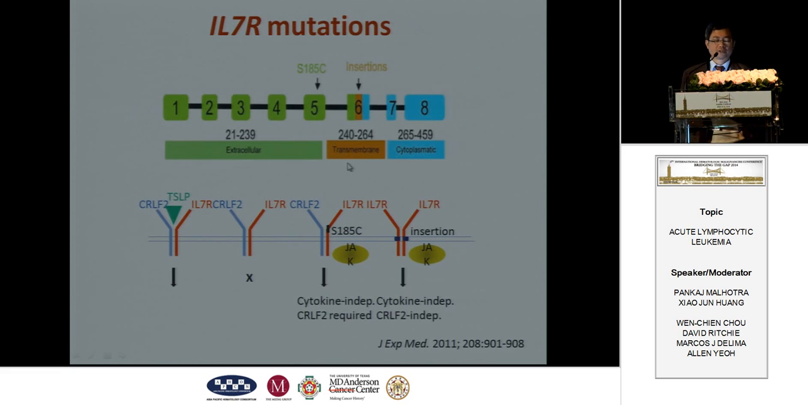Again, IL-7 receptor alpha, as shown here previously, is a heterodimer with CRLF2. The mutation may involve the transmembrane region as a point mutation or insertion at the transmembrane region. And the mutation will cause cytokine-independent signal transduction. In this S185C cysteine mutation, it will be cytokine-independent but still require dimerization with CRLF2. However, in the transmembrane insertion, it will become cytokine-independent as well as CRLF2 independent. They will self-dimerize.